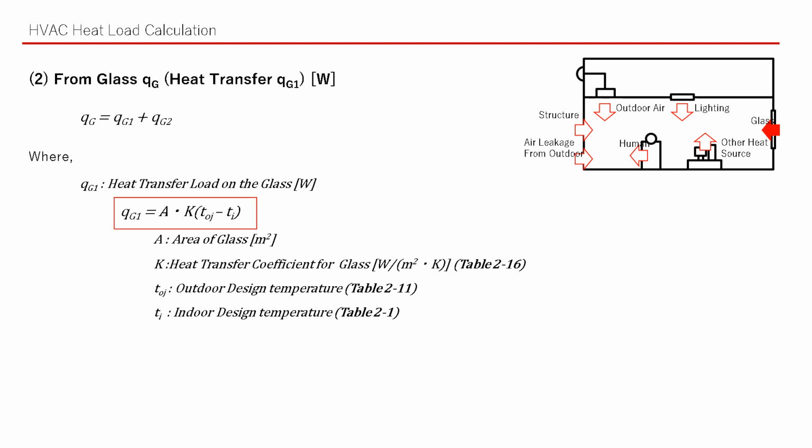Then, how do we calculate QG1, the heat transfer load from glass? It can also be calculated by multiplying the area, heat transfer coefficient, and temperature difference. Each parameter can be found in the respective tables.